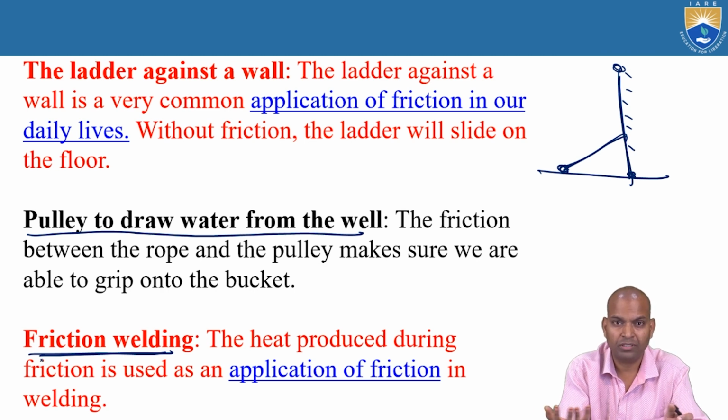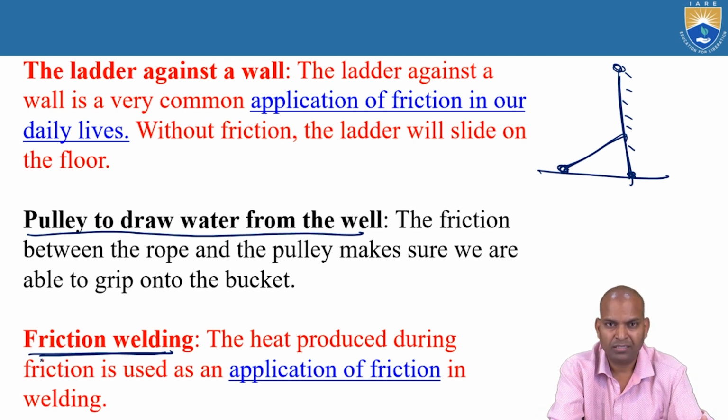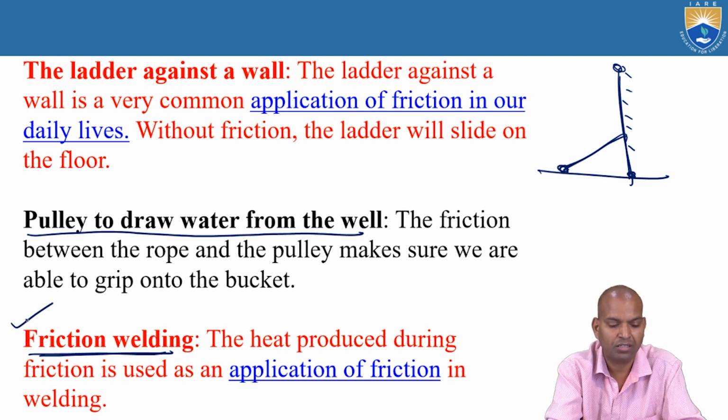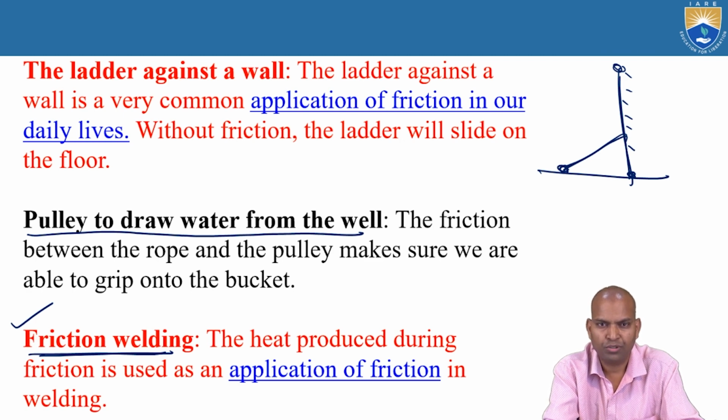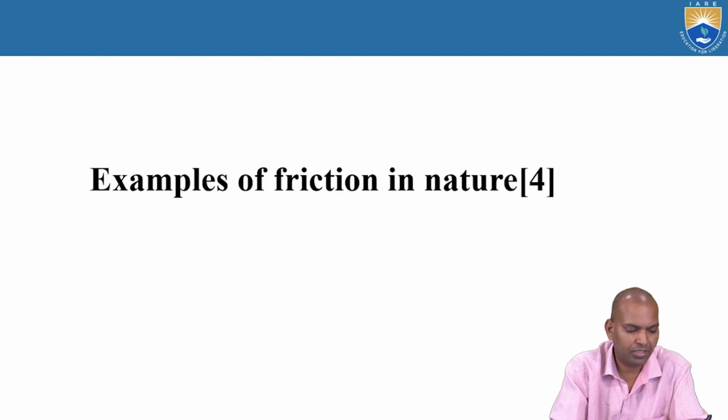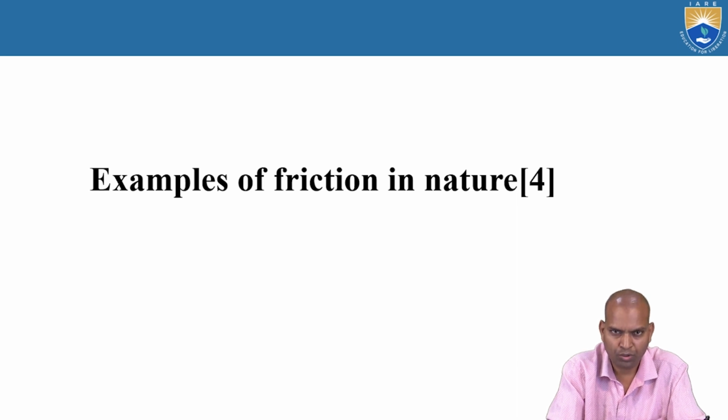So how powerful is the friction? The heat produced during friction between the tool here is what helps to join the welding. That is called friction stir welding. Friction stir welding is the welding in which the two components are joined by using the principle of friction. So far we covered two types of examples. One is a homely environment, another one is outdoor settings.